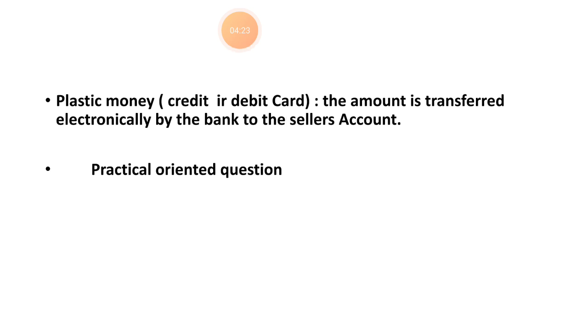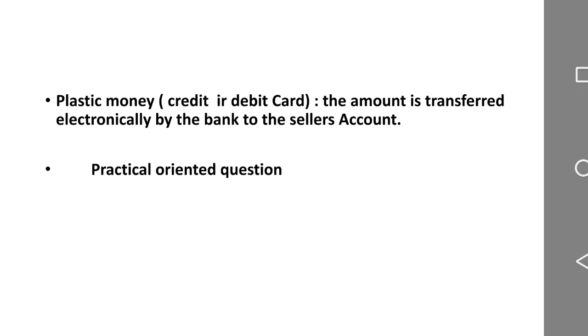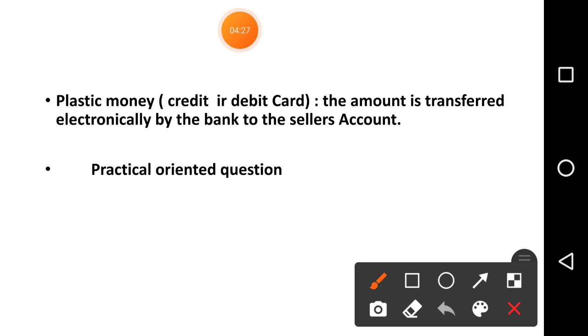Next is plastic money. What is plastic money? Plastic money is nothing but credit card and debit card. The amount is transferred electronically by the bank to the seller's account. If you have a credit card or debit card, when you go shopping you can use these cards. Nowadays you don't have to have cash. These cards are like money. For example, you go to a restaurant and the bill is 2000 rupees. You don't have to give cash, you can just give them this card.